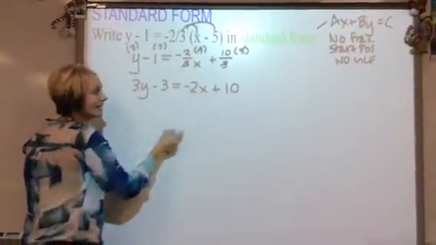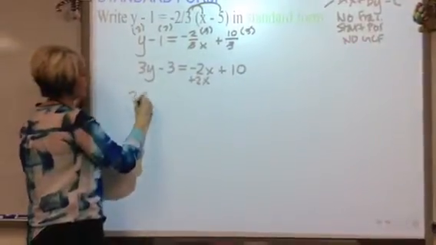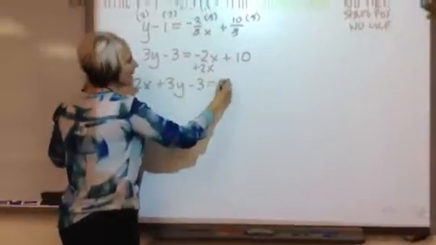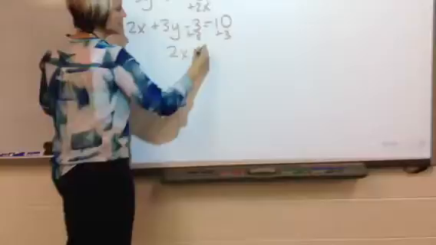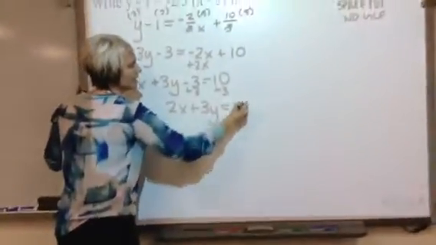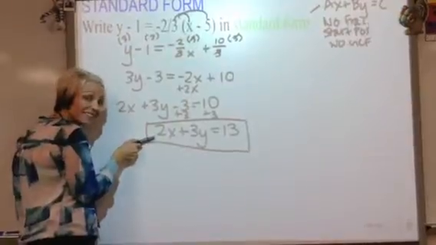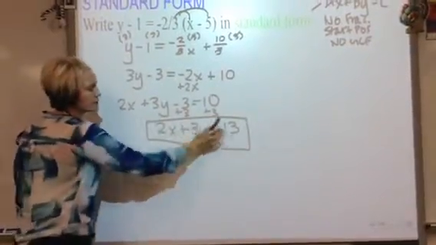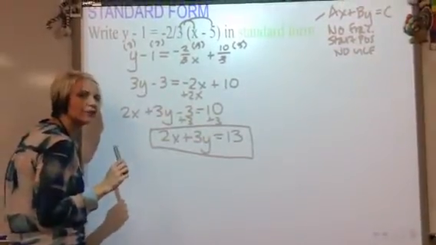Now, I need to get these x's over here because I'm looking for standard form, so add 2x. So now I have 2x plus 3y minus 3 equals 10. I need to get rid of this 3, and I get 2x plus 3y equals 13. If you will look, I start positively. There's no GCF, no fractions, no decimals. X is first, then y. This is a good-looking standard form. You try the example like this in your notes.